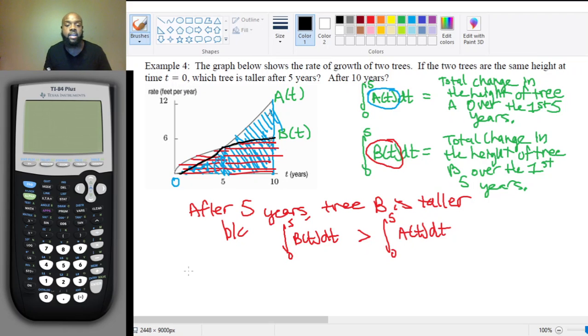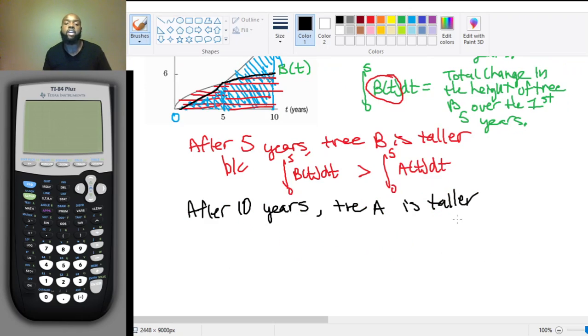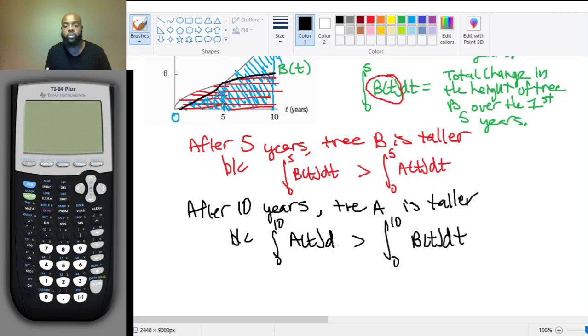So after 10 years, tree A is taller. And that's because the integral from 0 to 10 of a of t dt is greater than the integral from 0 to 10 of b of t dt. And remember, this represents the total change in height over the first 10 years, which represents the area under curve A for the first 10 years. And that area is definitely greater than that of tree B.